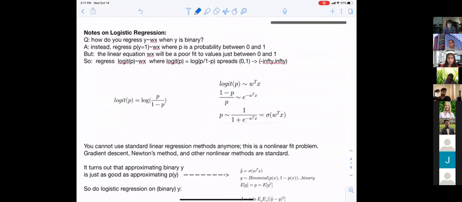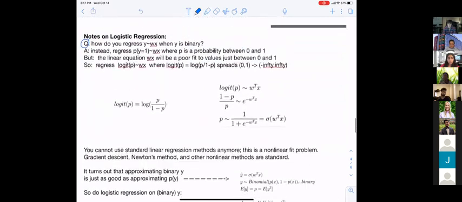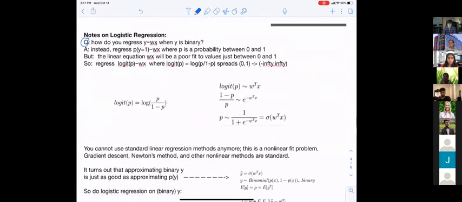I had a couple of questions from people on the same issue, which is basically this question here: how do you regress y on x when y is binary? There's lots of good things. This is the concept of logistic regression. There's lots of good explanations of this stuff online.